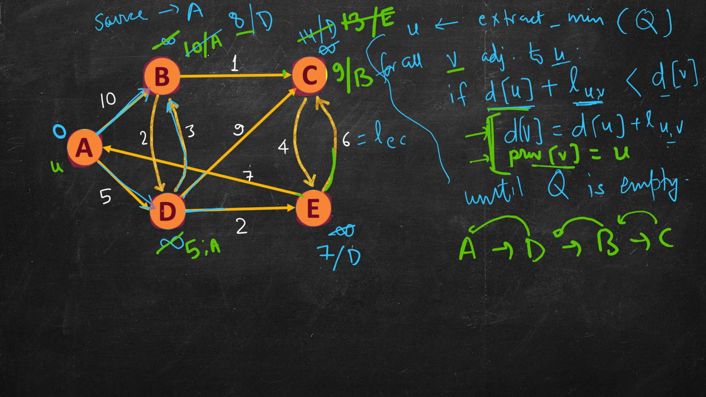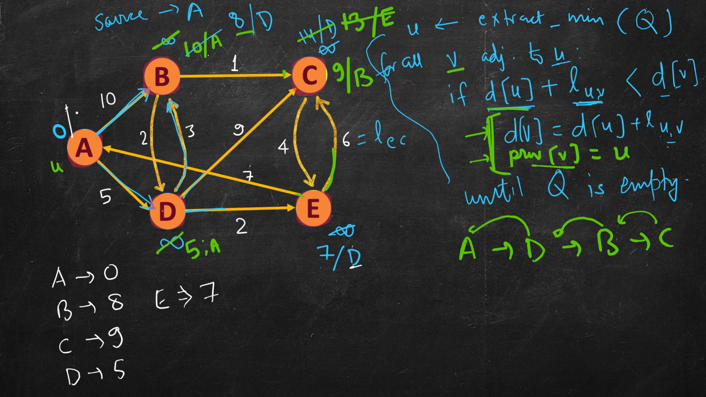So what are the final levels? Let me write. A is at a distance of 0, B is at a distance of 8, C is at a distance of 9, D is at a distance of 5, and E is at a distance of 7. And we have also stored the previous. Previous for source will be null.